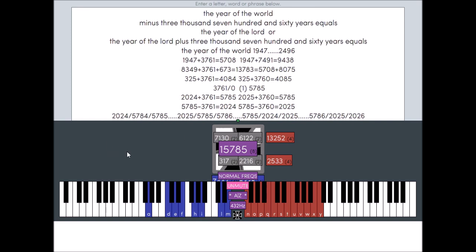2496 minus 1947. It's 549 years. It would be a 549 year gap before it happens again, right? It happened 6 times from 1497 to 1947. Now is a 549 year gap.